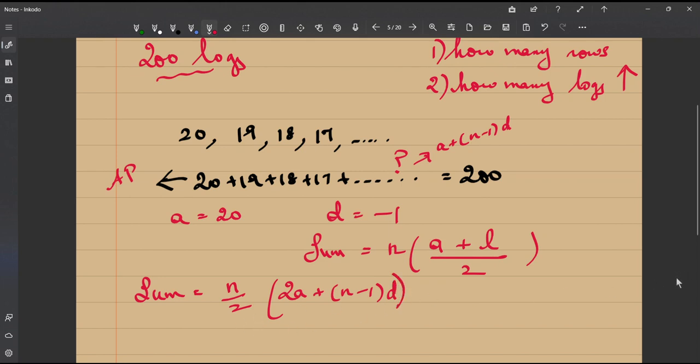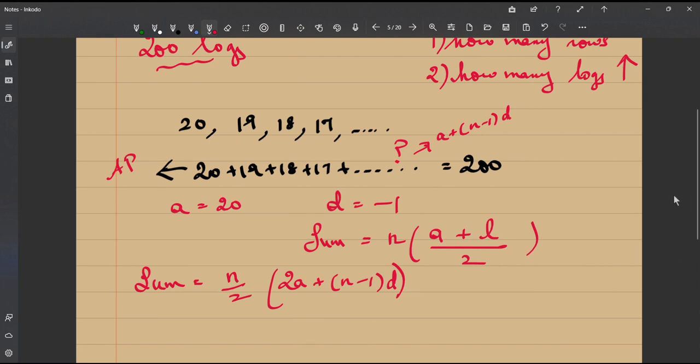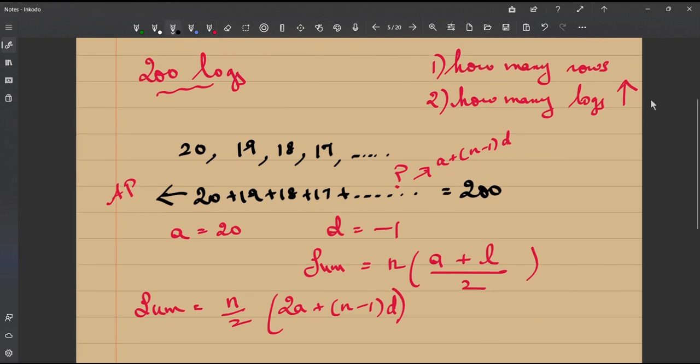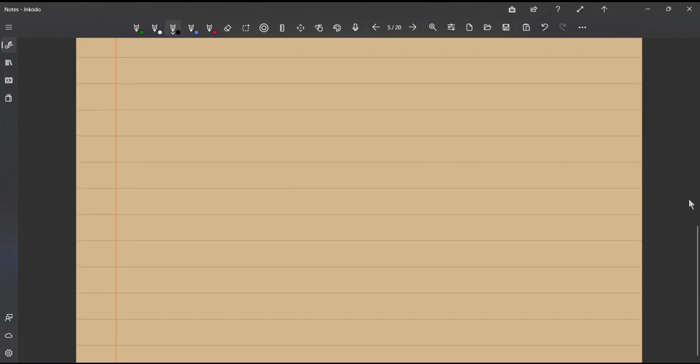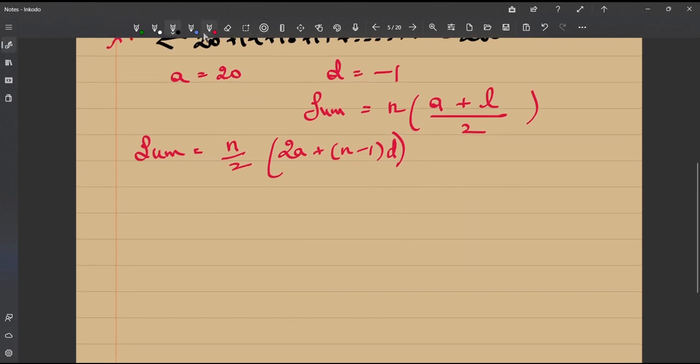So adding, it becomes 2A plus n minus 1 into d. Right? So let us substitute whatever we know. What we don't know is n. And once you find the n, it would become the number of rows. Right? So substituting, n is unknown, so let me have n by 2. And of course the sum is 200. It's given that totally there are 200 logs. So it's 200 equals n by 2 times 2 times 20, the first term, plus, once again we do not know n, so n minus 1 multiplied by the common difference, minus 1, right?